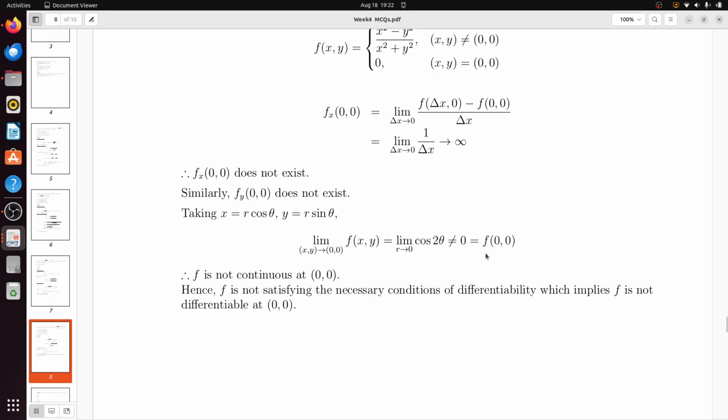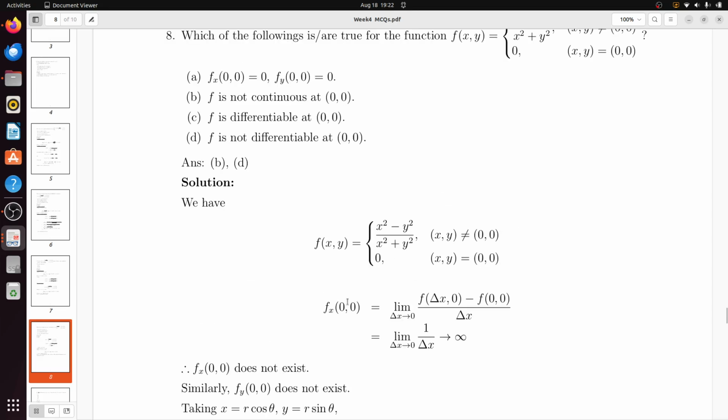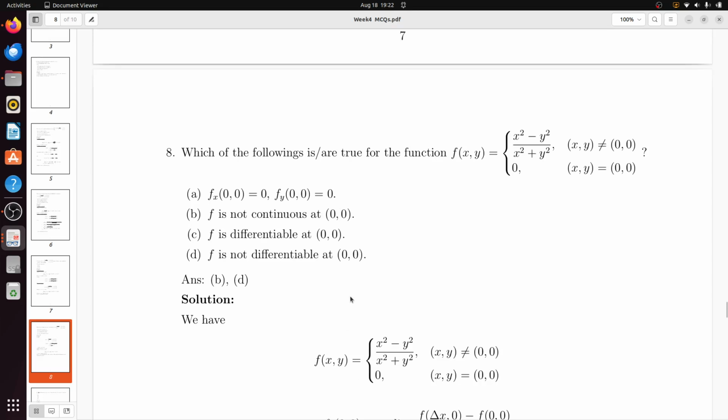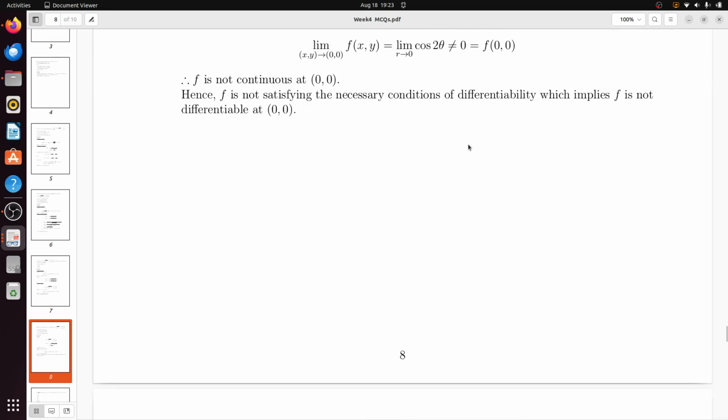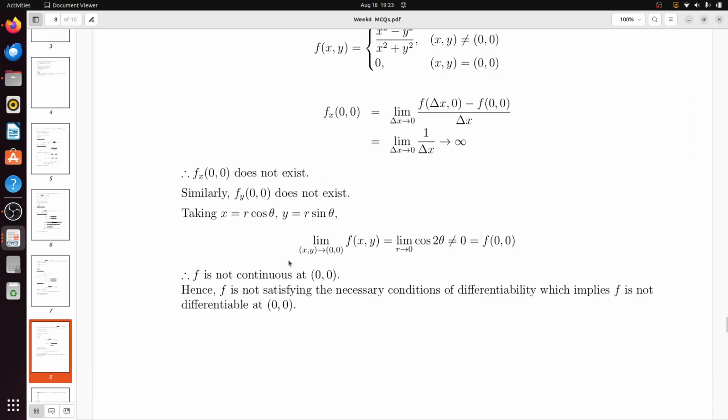Here we have proved using polar coordinates. We can also use, just put y equal to mx. f is not differentiable at (0,0). How to prove f is not differentiable at (0,0)? No need actually, because f is not continuous at (0,0), so f is not differentiable at (0,0). f is not even satisfying the necessary conditions of differentiability. What is the necessary condition of differentiability? Continuity and existence of partial derivatives.